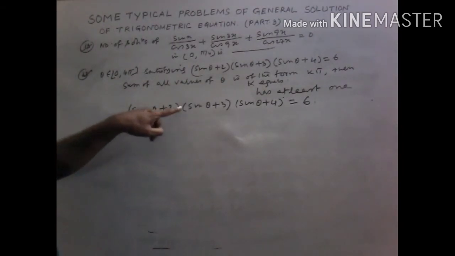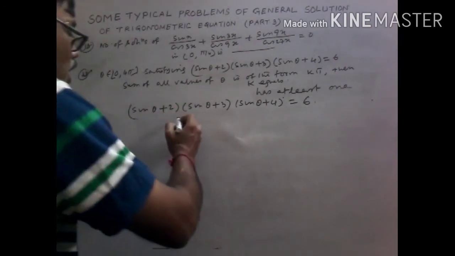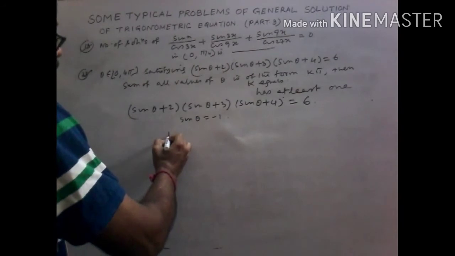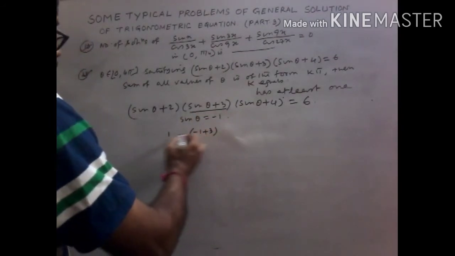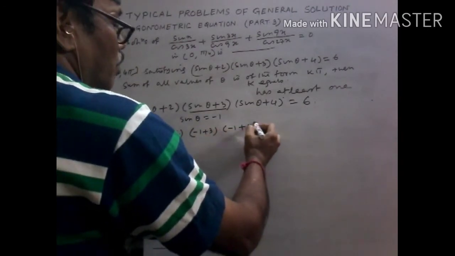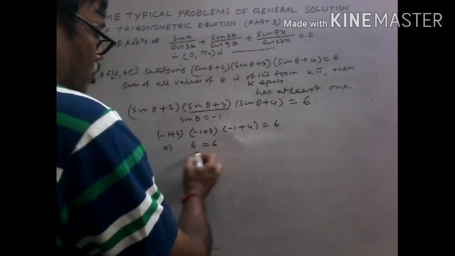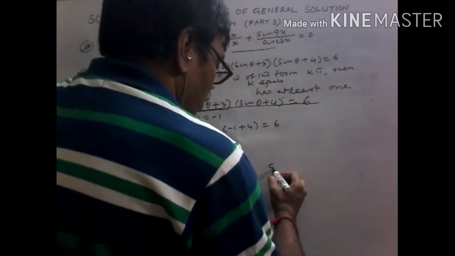If we take the minimum value, this one is 2, minus 1 plus 2, this is 1. If we take sin theta equal to the minimum value, this is 1 and this one is 2, minus 1 plus 3. This is minus 1 plus 2 and this is minus 1 plus 4 equals 6. So 6 equals 6.